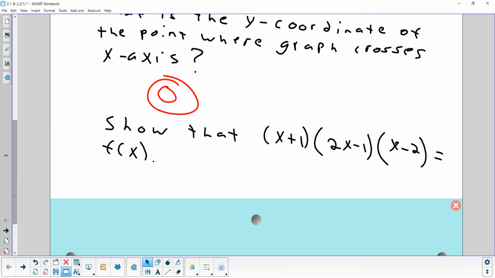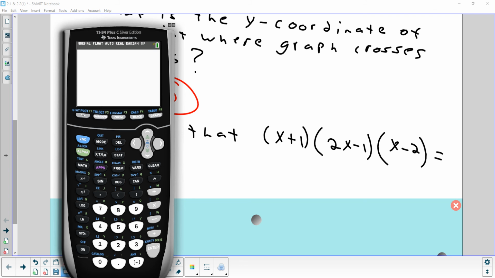So now, let me graph what I have in parentheses right there. Just going to keep what I already have in y1 and watch what happens. So 2x minus 1 and x minus 2. All right, and watch it as it graphs.